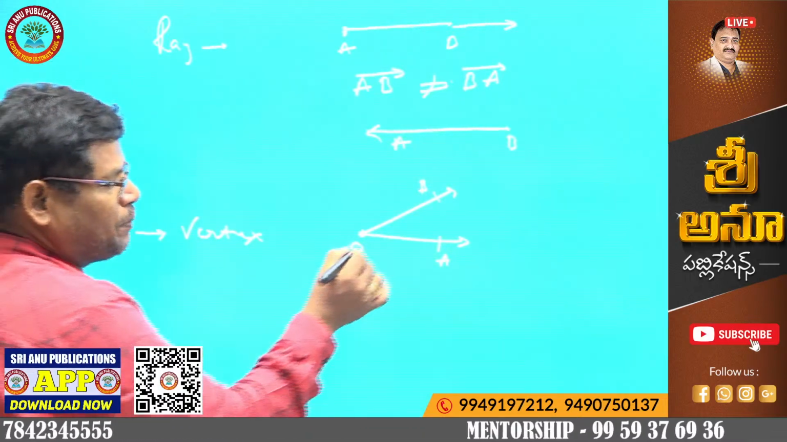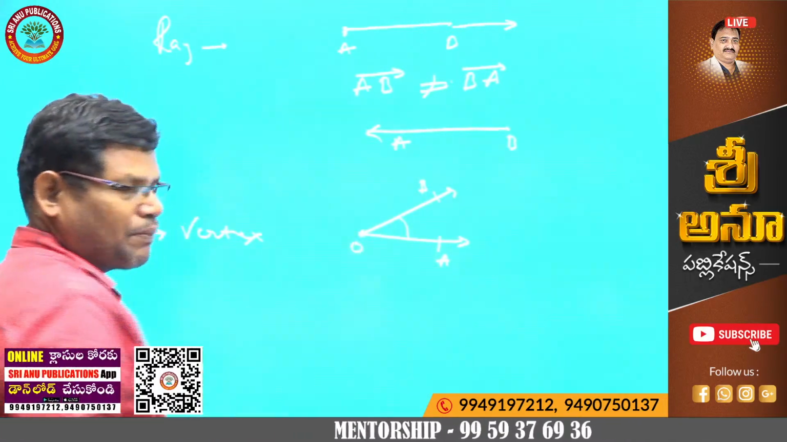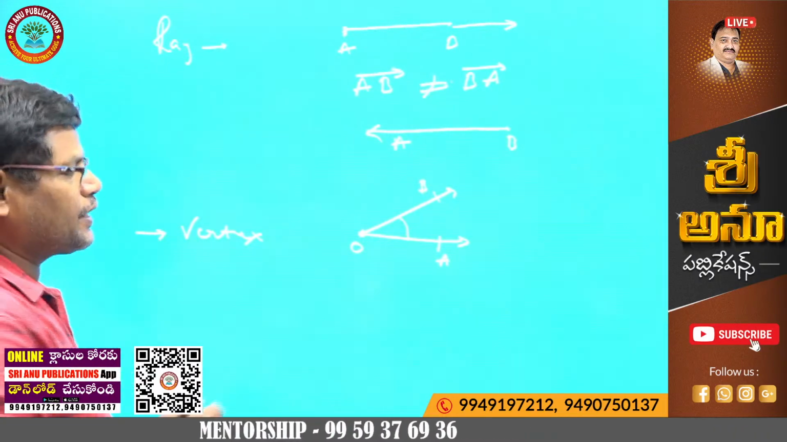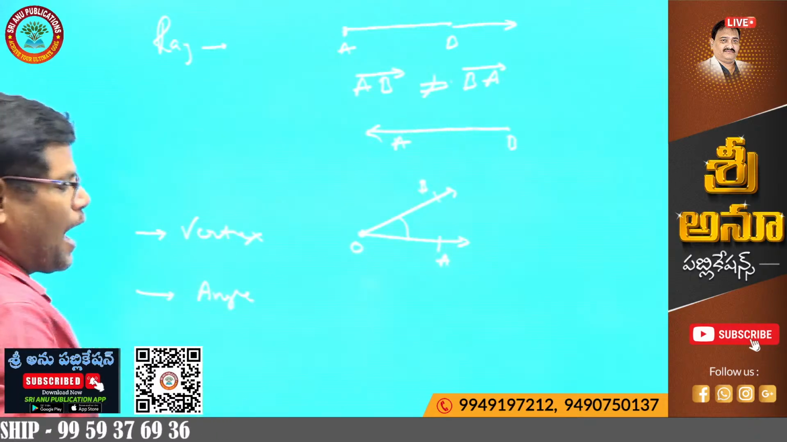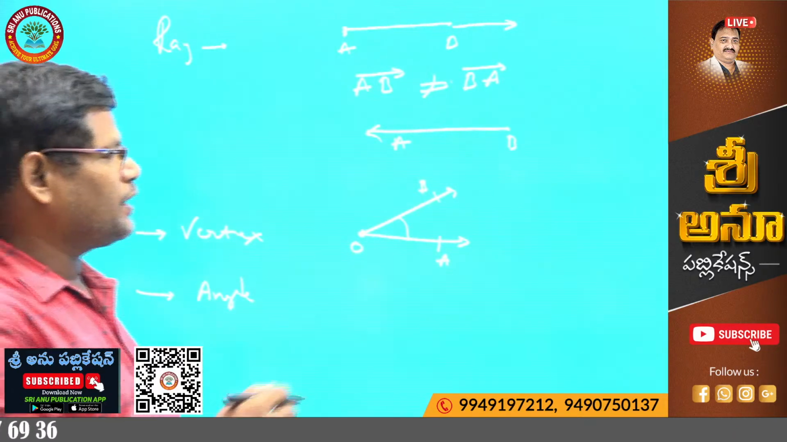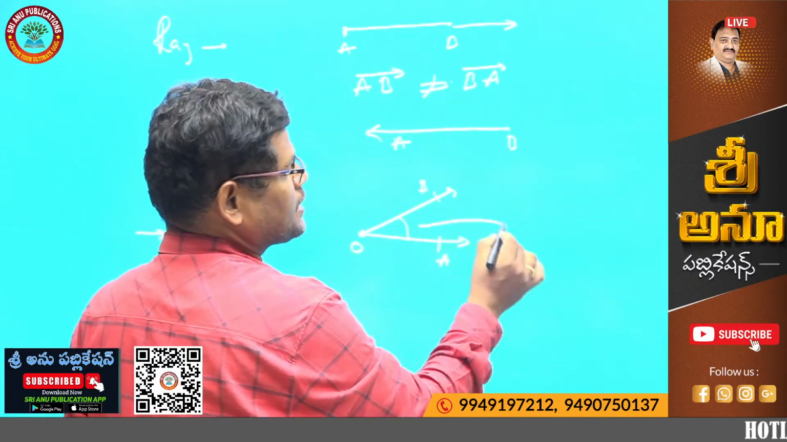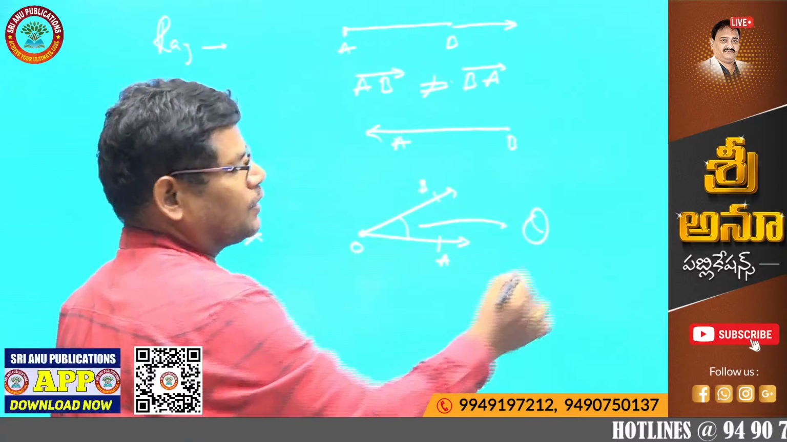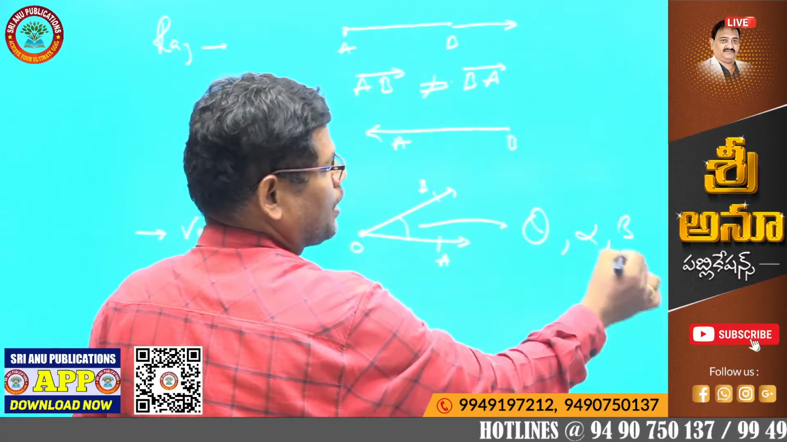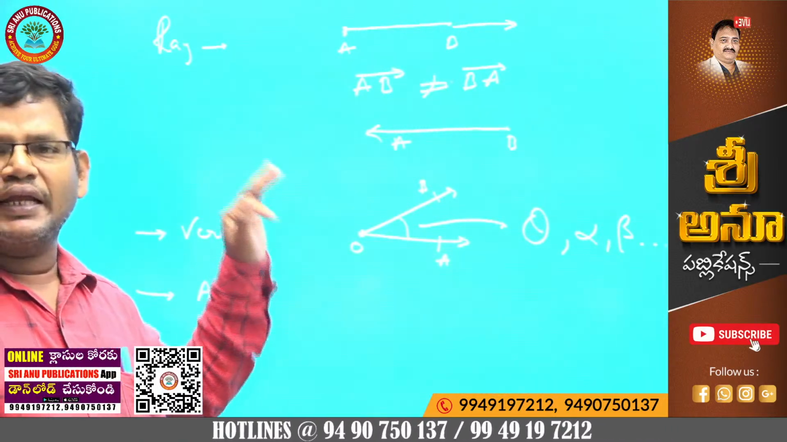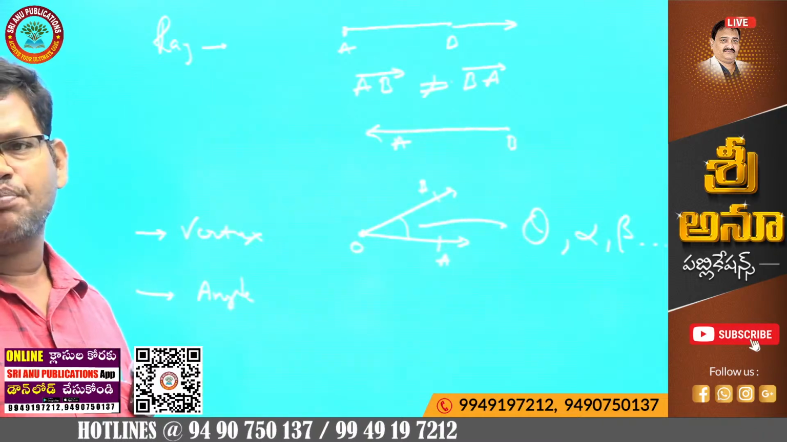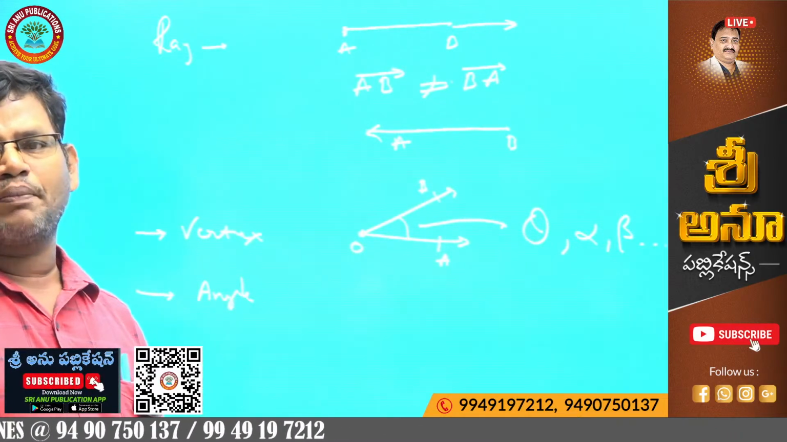Now the measurement between two rays is called the angle. The angle is represented by theta or Greek letters like alpha, beta, gamma. Like this we can represent it.